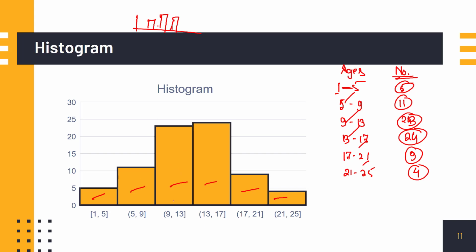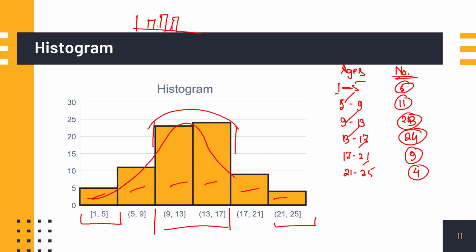With the help of a histogram we can see that within this range, that means from 9 to 17, we had the highest number of patients, right? So this is the most occurred range, 9 to 17. Similarly, 1 to 5 and 21 to 25 have the least number of patients, right? So we know how the values are changing. It is increasing in the middle and decreasing towards the end. This is the purpose of a histogram.